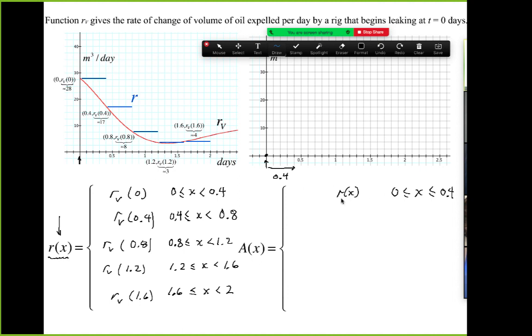What's the accumulation? How do I write it? We said it's a line. It's going to be some kind of line like this. So we need to write the equation of that. Would you multiply R of x times quantity x minus 0? Why would you do that? Because that's dx.